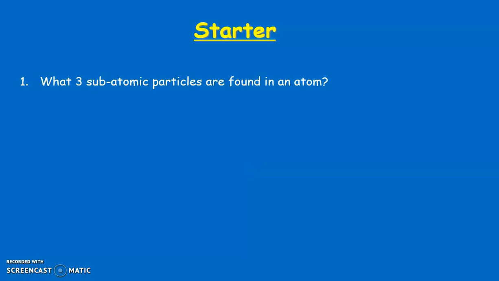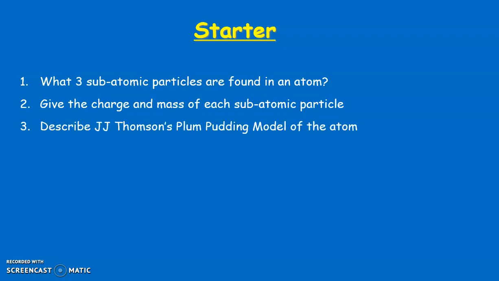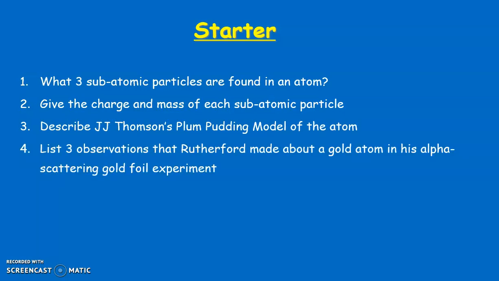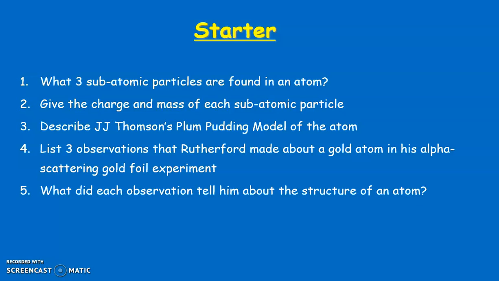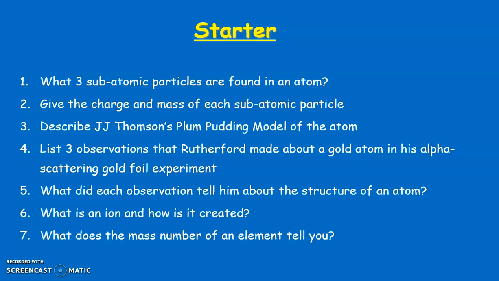What three subatomic particles are found in an atom? Give the charge and the mass for each of these subatomic particles. Describe J.J. Thomson's plum pudding model. When Rutherford did his experiment, the gold foil one, what three observations did he find? And what did each observation tell him about the structure of an atom? What conclusions did he draw? What is an ion? How is it created? And finally, what does the mass number of an element tell you?